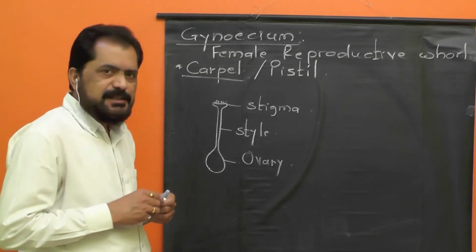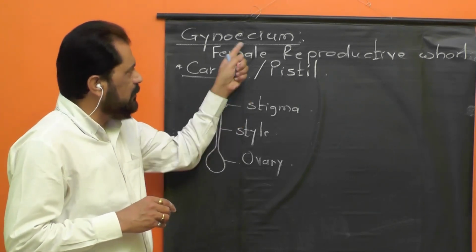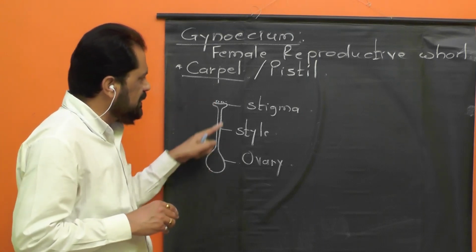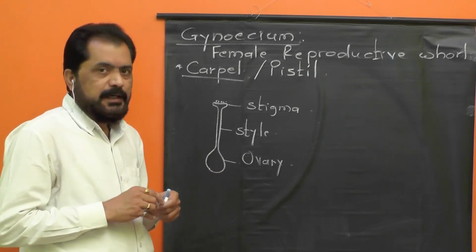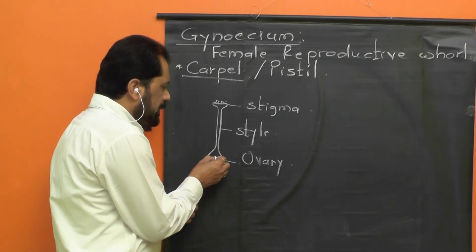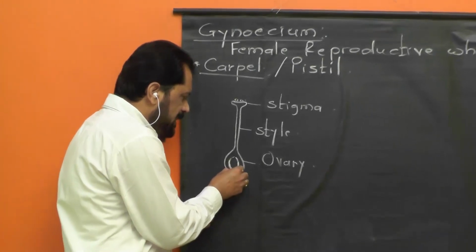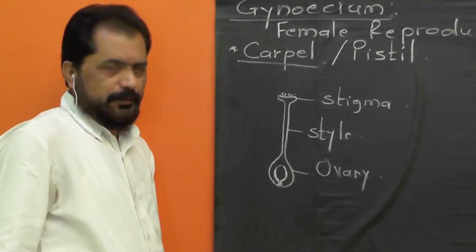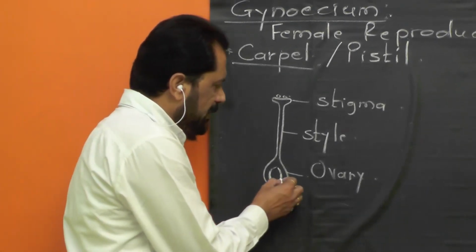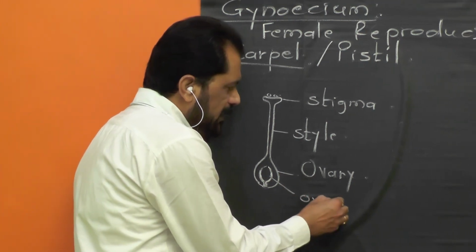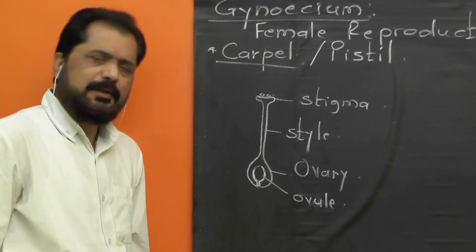Now, as I said, the carpel, which is the single individual unit of Gynoecium, has three major parts: stigma, style and ovary. The ovary is the most important part. At maturity, within the ovary cavity, either a single or many ovules are born. The number is variable.